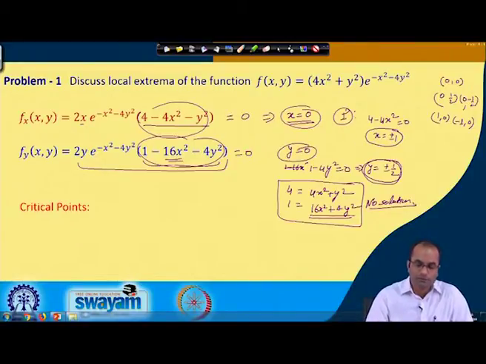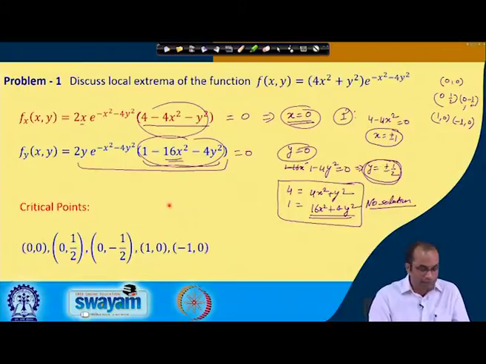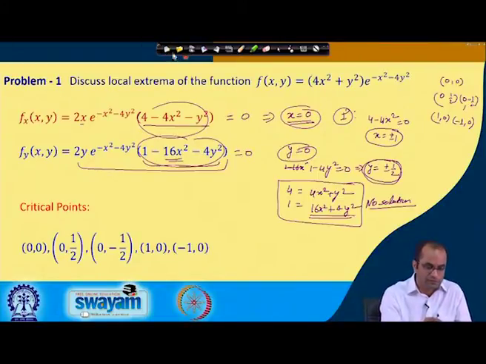So, we got all these points: one was (0,0), and (0, plus minus half) and (plus minus 1, 0). At all these points we need to further investigate. As discussed, we have these 5 critical points, or the points where both the derivatives vanish, and now we have to discuss for each critical point whether it is a point of local minimum, or local maximum, or a saddle point. There we have to use the sufficient conditions that were discussed before.